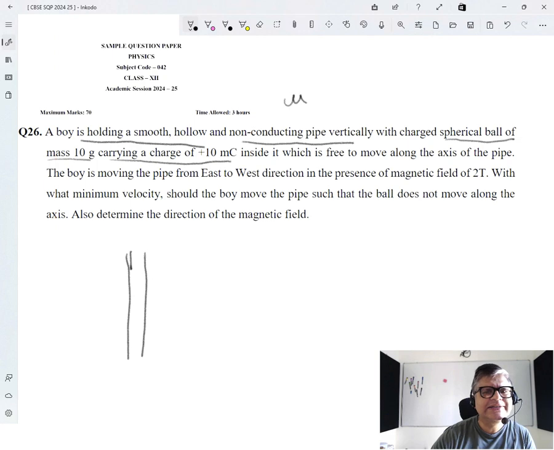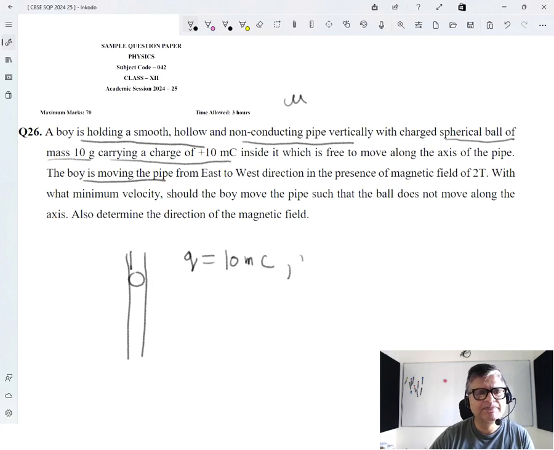Inside it, I have a 10 gram spherical ball, and it has a charge of 10 millicoulomb. The boy is moving from east to west direction, in the presence of a magnetic field of 2 Tesla.